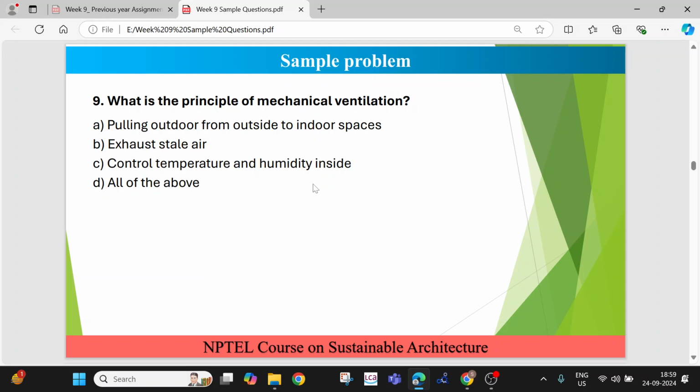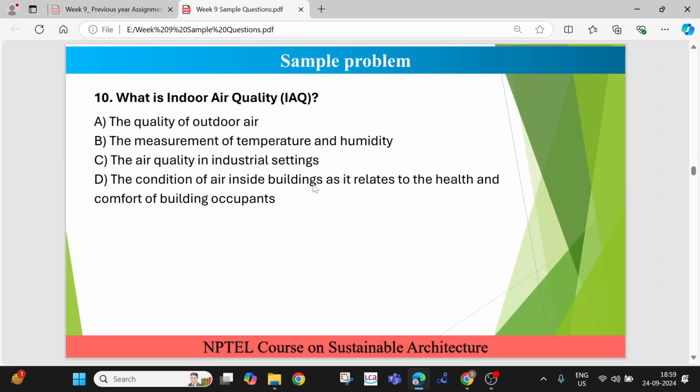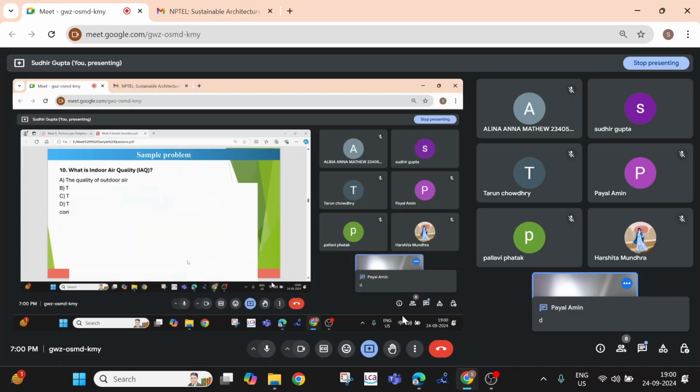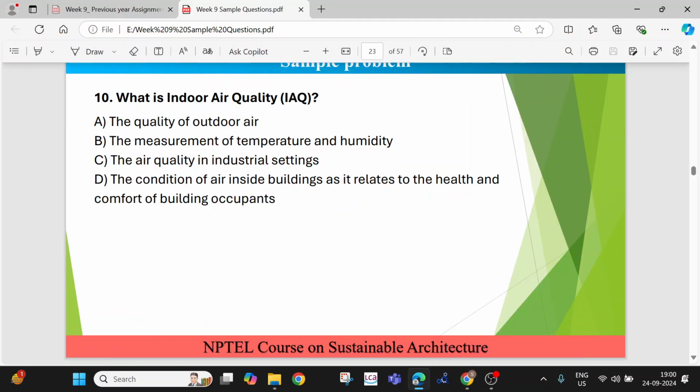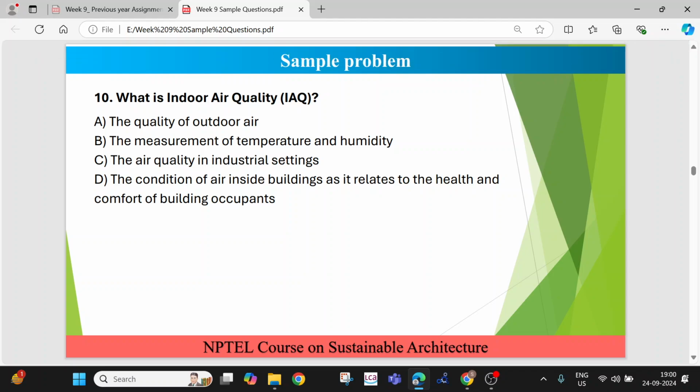Let's move to the last question of this lecture 42. Here is the last question, and this also you can answer easily. It is asking, what do you understand by indoor air quality? Fine. It is well defined as the condition inside a building as it relates to the health and comfort of the building occupants. So all of you are giving the right answer.